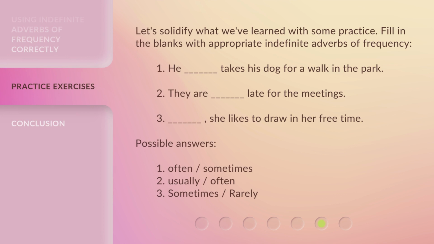Let's solidify what we've learned with some practice. Fill in the blanks with appropriate indefinite adverbs of frequency. 1. He, blank, takes his dog for a walk in the park. 2. They are, blank, late for the meetings. 3. Blank, she likes to draw in her free time. Possible answers. 1. Often, sometimes. 2. Usually, often. 3. Sometimes, rarely.